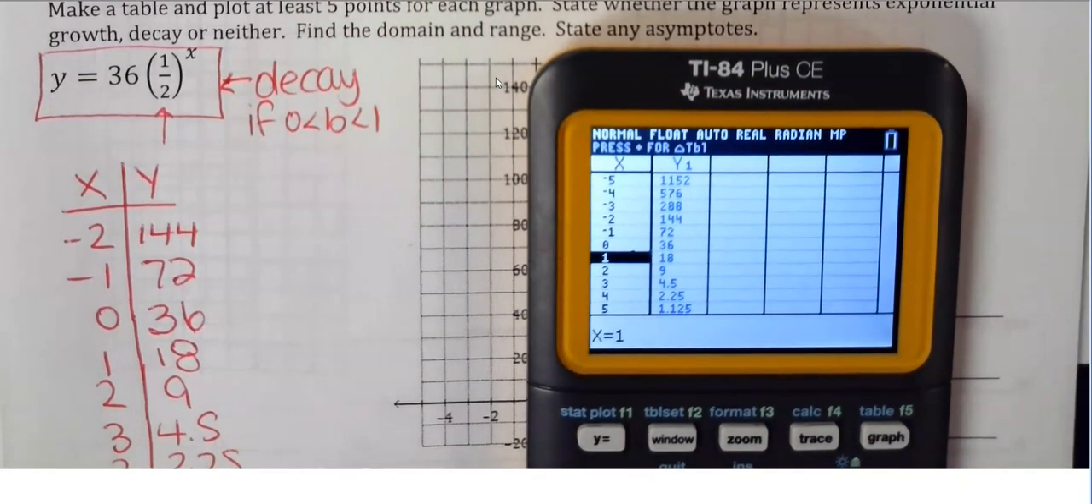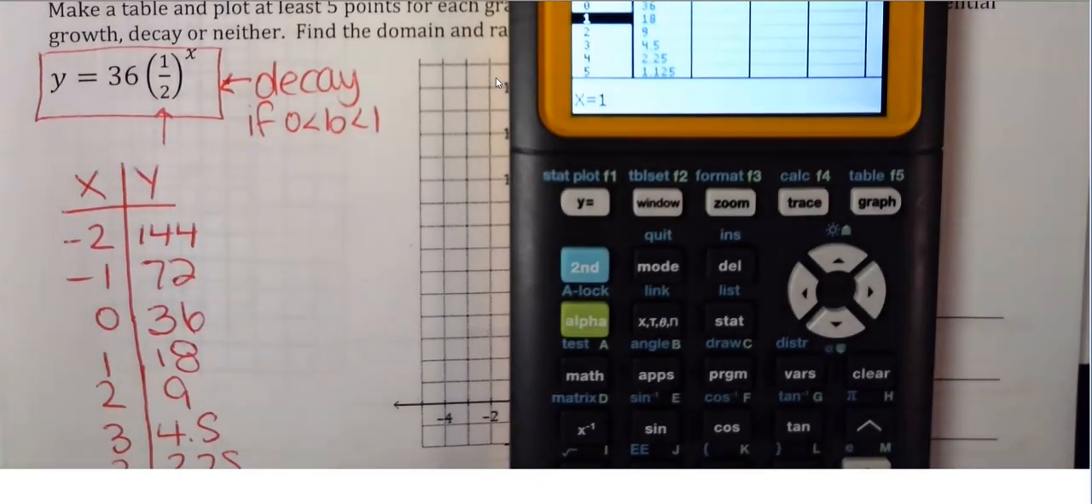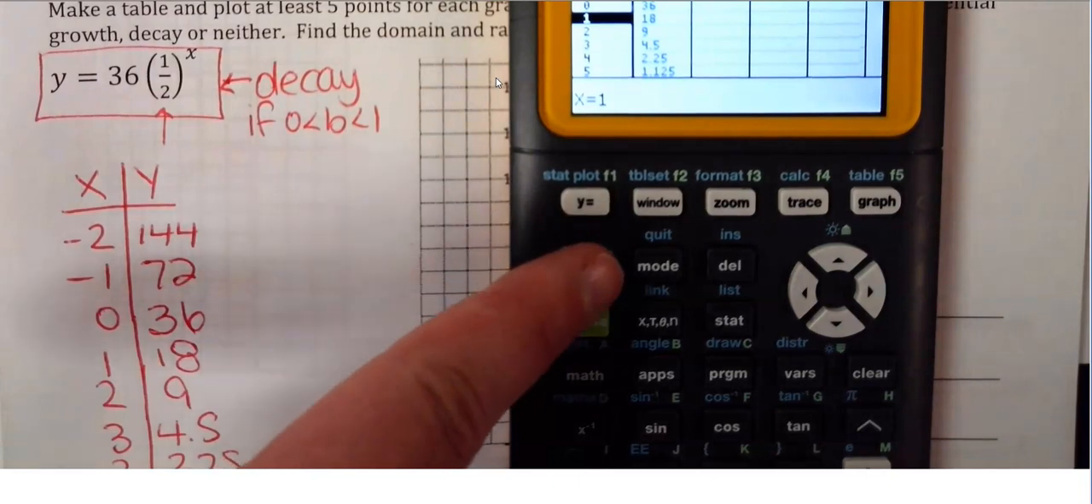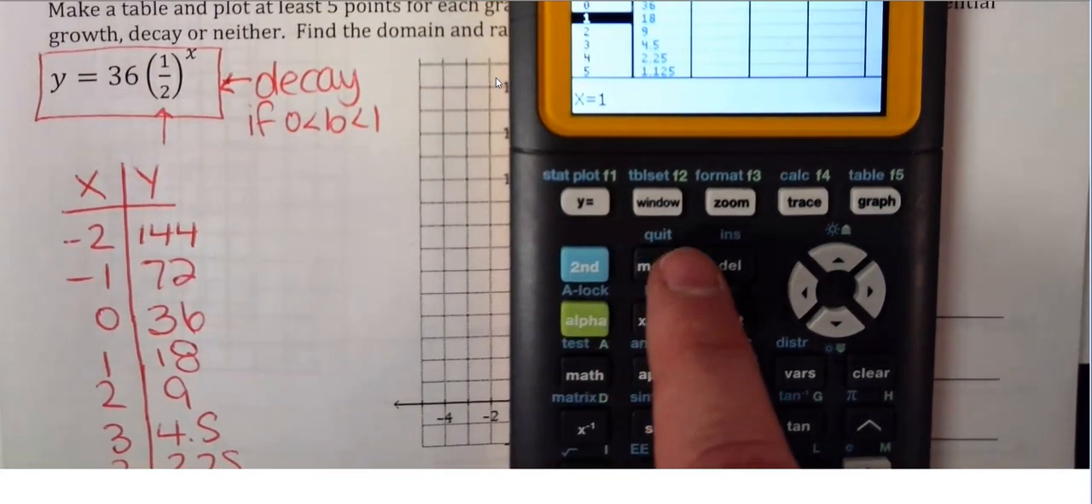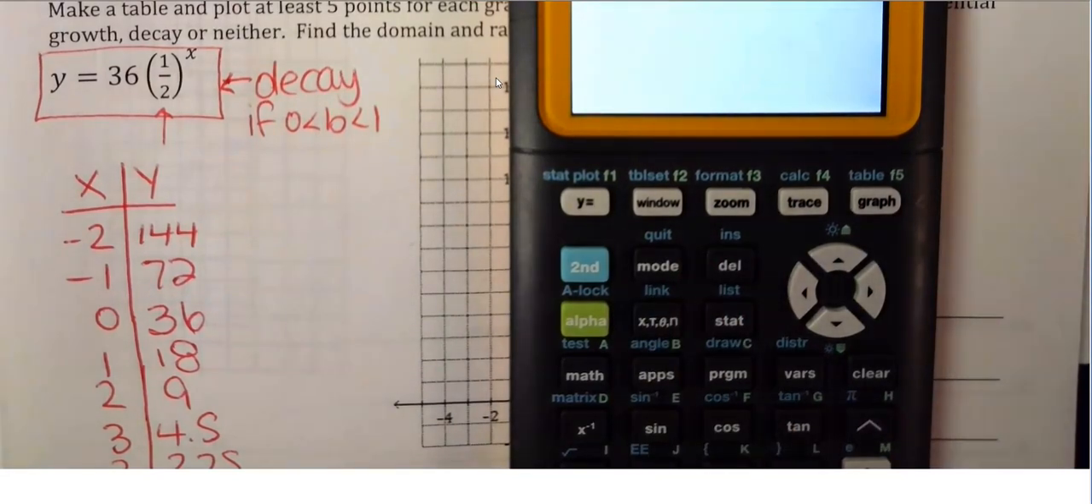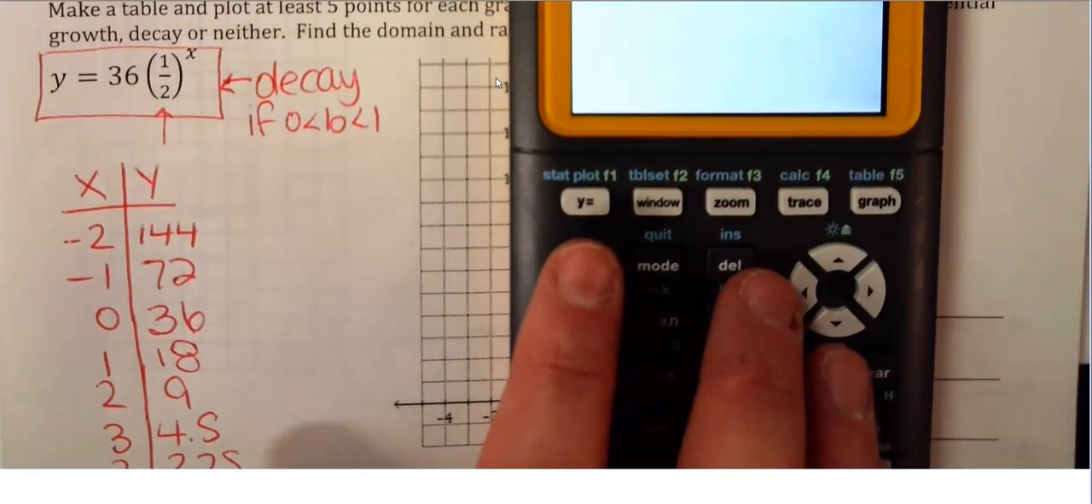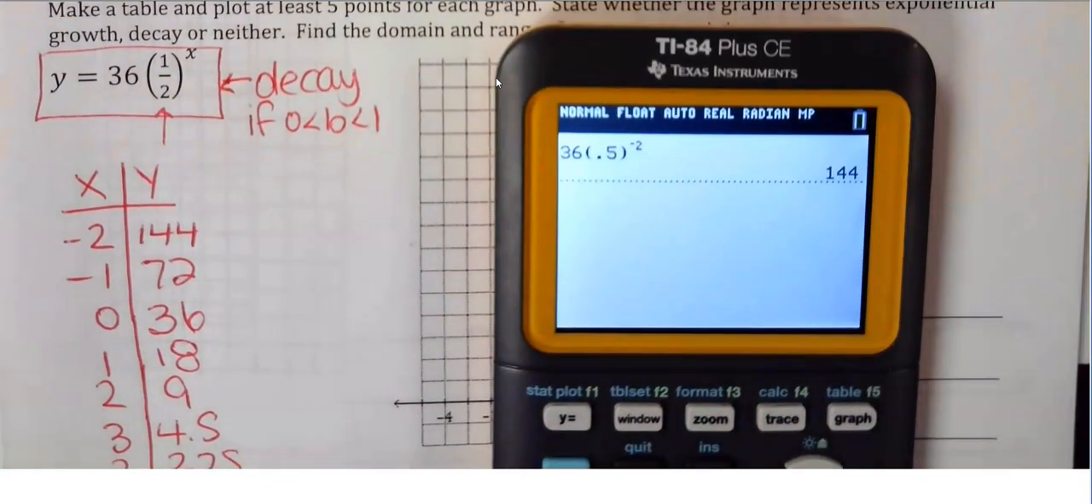If you guys don't know this, if you want to ever get out of a menu, the easiest thing I can tell you to do, just hit second, and the button right next to it says mode, but the second function there is quit. So if you get stuck in a screen, you want to go back to the main screen, just hit second, and then the button right next to it, that'll take you back to the main screen.